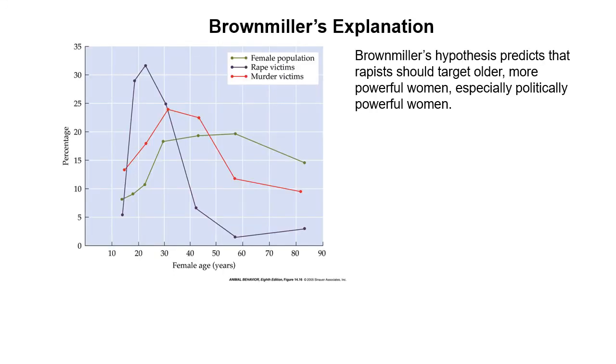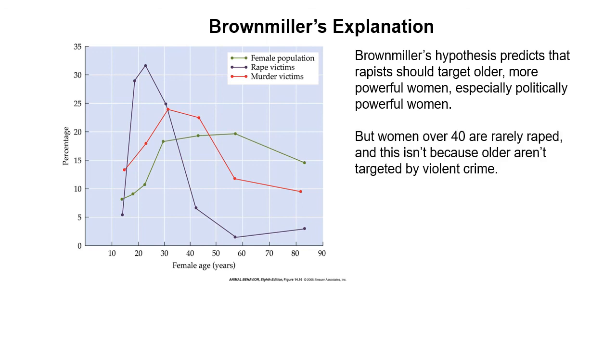So looking at Brownmiller's explanation, her hypothesis predicts that rapists should target older, more powerful women, particularly politically powerful women. Why? Because her explanation is that it's about power and control. If it's about power and control, then men should be targeting women who have power and control to put them in their place, so to say. The truth is that women over 40 are rarely raped. And this isn't because women over 40 are not targeted by violent crime.